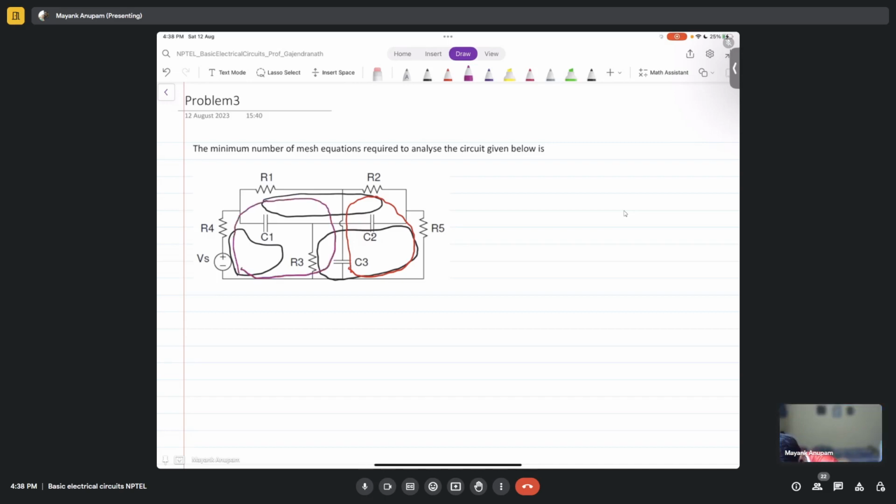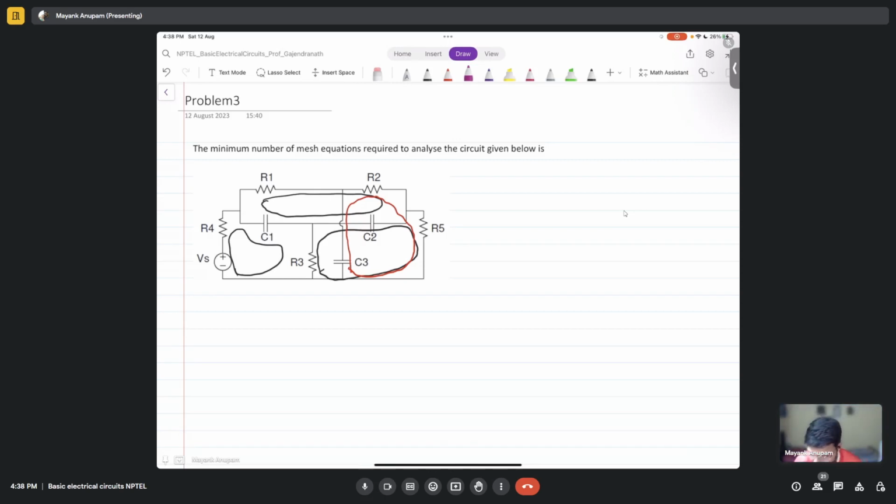Sir, while forming these 4 mesh equations, we will include all the terminal characteristics of all the elements. So we don't need any more equations. So this could be set as the minimum required.